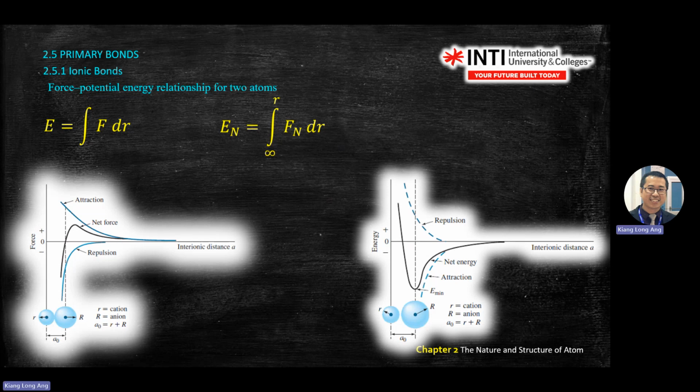Energy is force multiplied by radius. So if you integrate force dr, what does it mean? It means the area under the graph. You take the area under the force graph, and you get the energy. So then you take this one, energy equals integral from infinity to R. Infinity means outside the outer orbit. You go from infinity until you become so close to R.